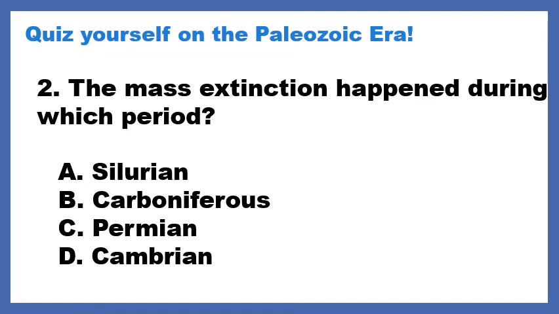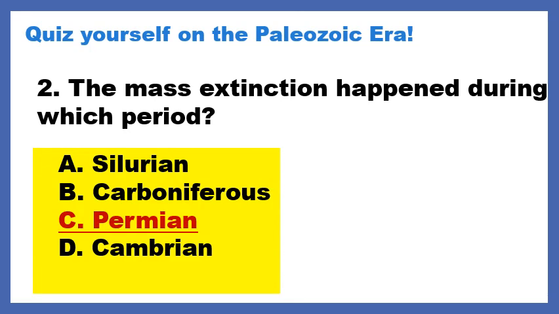The mass extinction happened during which period? So remember, our last diary entry was lots of drama because most of our species, unfortunately, died out. Was that during the Silurian, Carboniferous, Permian, or Cambrian, where we lost a ginormous chunk of our species? 5, 4, 3, 2, 1. Pause the video if you need more time or you need to go back. The correct answer is Permian.